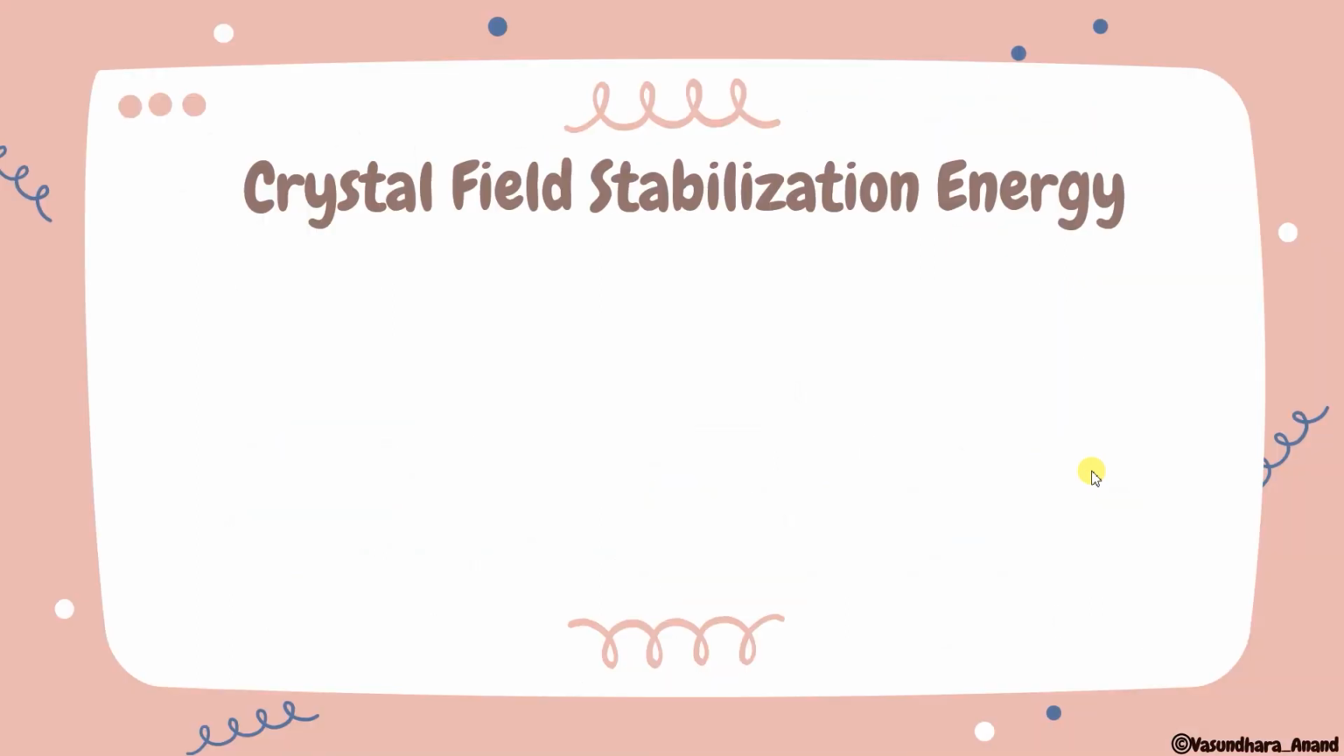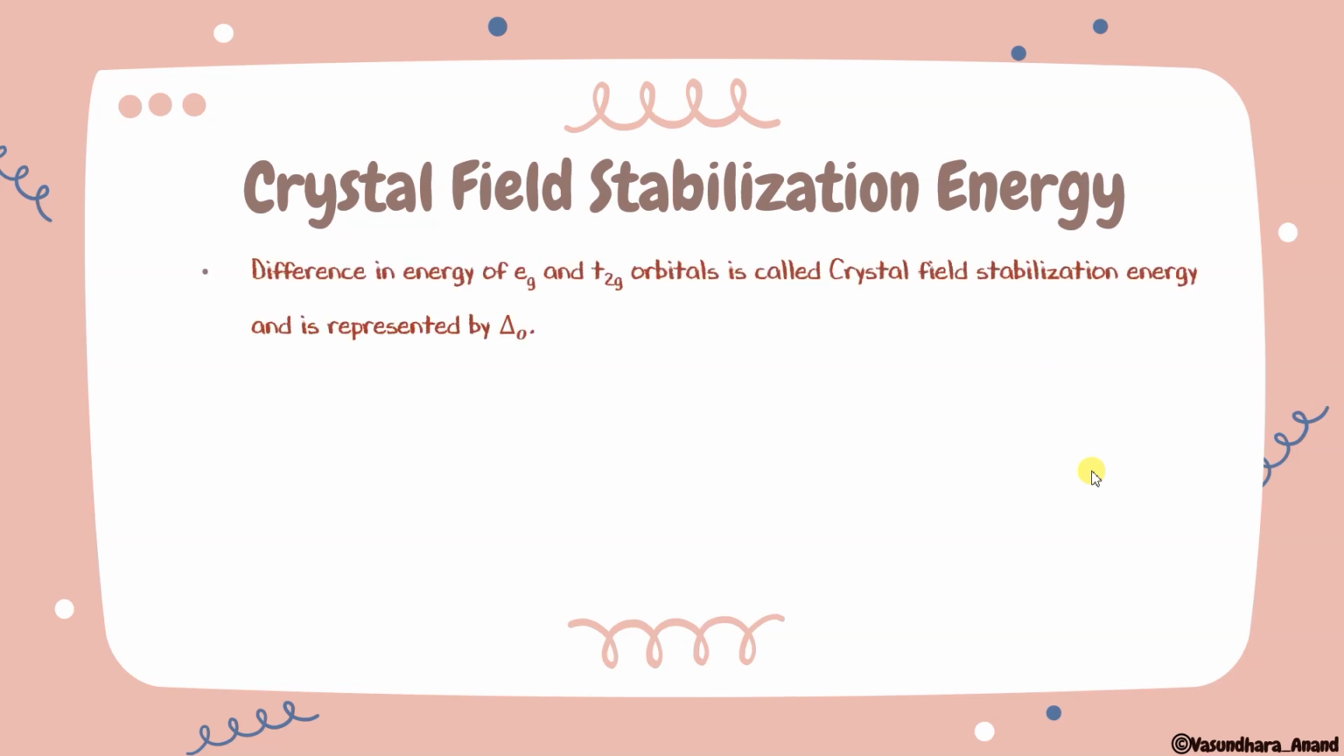Now, crystal field stabilizing energy. This is called CFSE. It won't be asked in your board exam. ये board exam से related नहीं है. But there will be a formula by which we can solve some numerical questions of this, which will be asked in your NEET exam or JEE Mains. Okay, so the difference in energy of Eg and T2g orbitals is called crystal field splitting energy, and that is represented by delta naught, delta O actually.